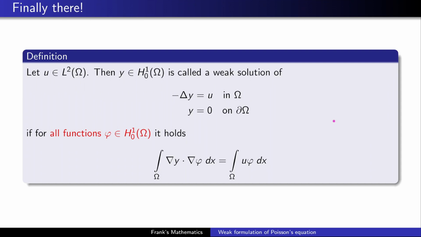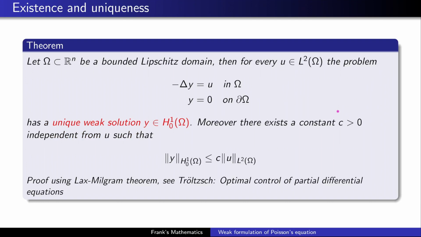And this is now perfect because this enables us to apply Lax-Milgram to get existence and many more results. As you can expect, of course, we do have uniqueness and we do have existence, and this is gathered in the next theorem. We have chosen the correct spaces and the correct definitions, so that we can now show that for every u in L2, the Poisson equation has a unique weak solution in the space H01. This can easily be proven by the Lax-Milgram theorem. You can find the proof, for instance, in the book of Troeltsch.